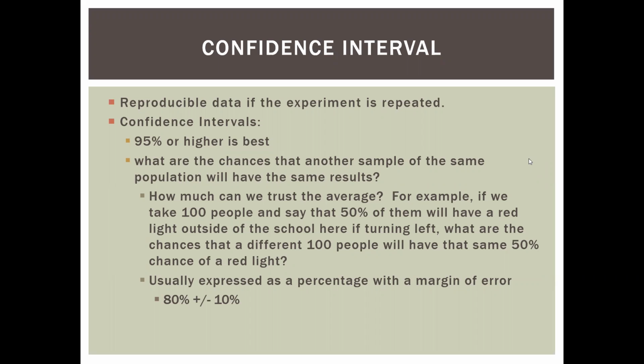So I don't know if the red light is on a timer or if it's always the same, but assuming that red light's always the same, how many people will hit the red light? Then we repeat the study again, how many people hit the red light? And then we repeat it again, how many people hit the red light? If we keep getting the same statistics, then we would have a high confidence interval.